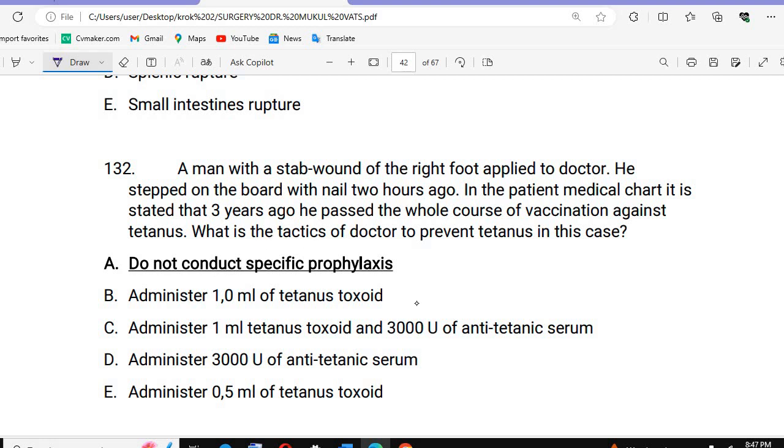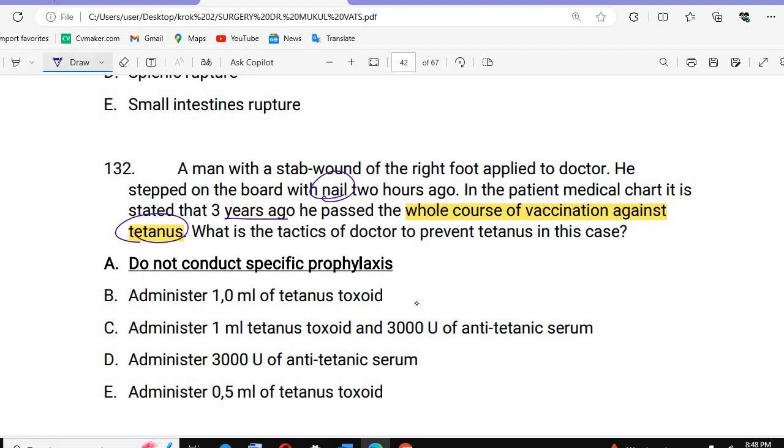Now a man with a stab wound of the right foot applied to the doctors. He stepped on a nail 2 hours ago. In the patient's medical chart, it is stated that 3 years ago he passed the whole course of vaccination against tetanus. Now we have seen that this patient has already had the whole course of vaccination against tetanus. So what is the doctor's tactic to prevent tetanus in this case?